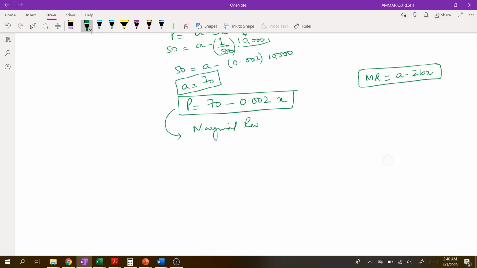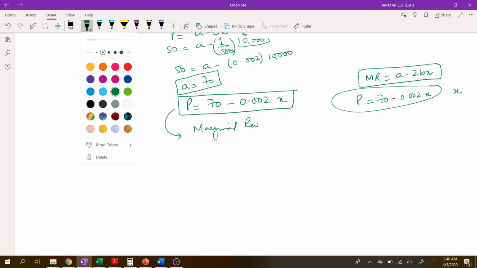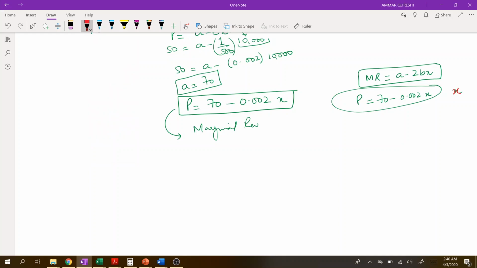The reason is very simple. See, this is the price equation, right? P is equal to 70 minus 0.002 of X. If you want to convert price into revenue, what will you do? You will multiply price with sales volume in order to get sales revenue, right? So we will multiply this whole equation with X. X is the sales volume, right?